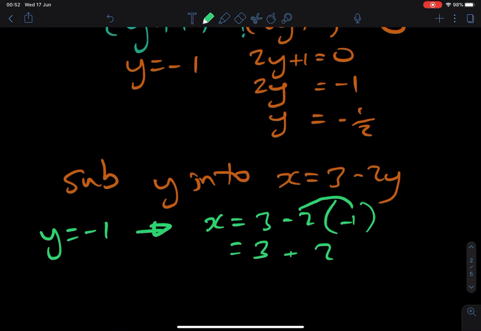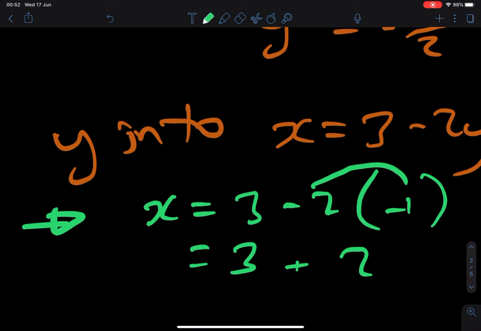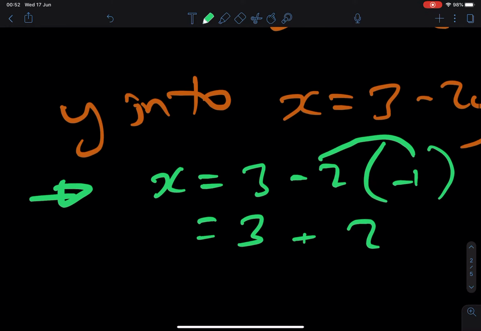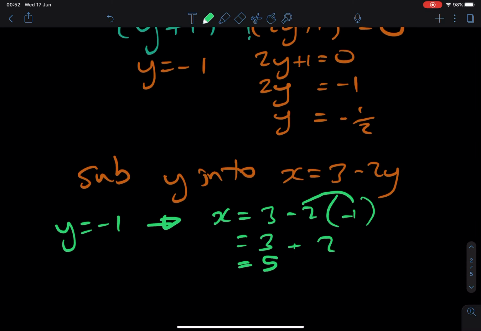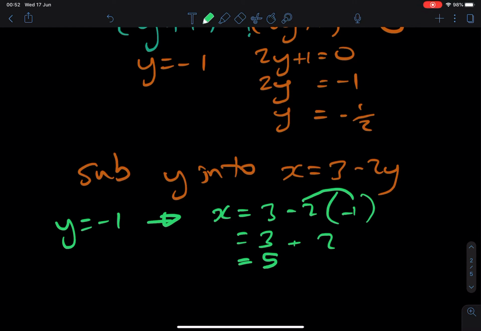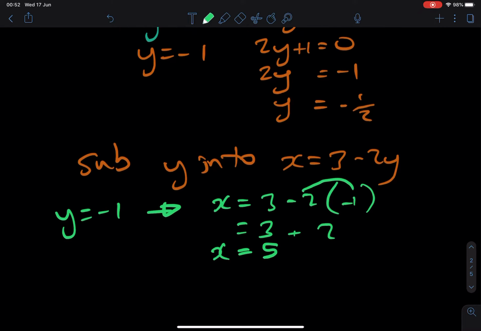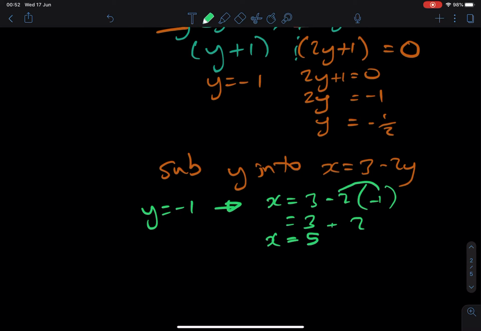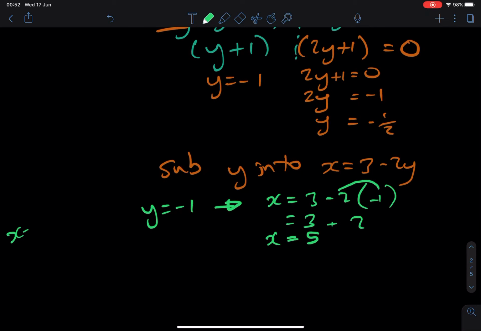Be careful, we do not do 3 take away 2. Remember BIDMAS or BODMAS. You've got a multiplication here. You've got a bracket there. So you first work that bit out first. So minus 2 times minus 1, which is positive 2. 3 plus 2 is equal to 5. So what that means is when x is equal to 5, y is equal to minus 1. So let me just write it nice and neat here. When x is equal to 5, y is equal to minus 1.